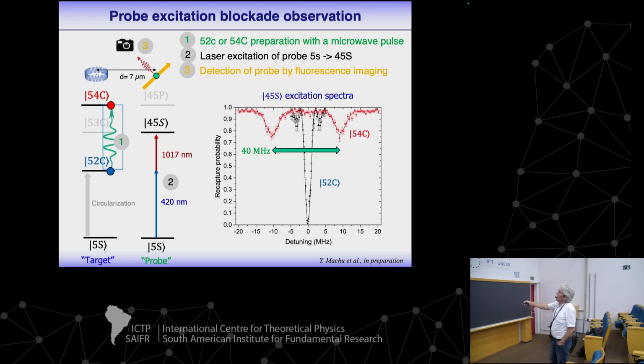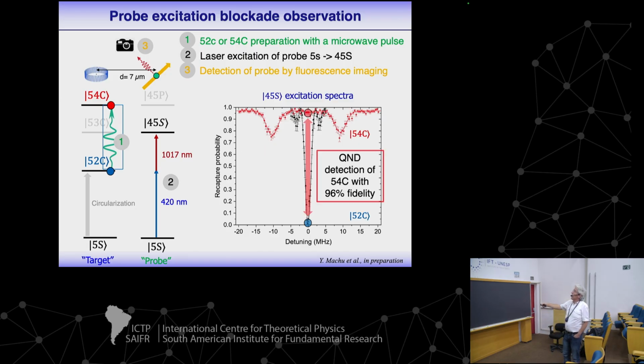Indeed, if you set your probe laser at resonance, the probe excitation is completely inhibited by the presence of this atom. And indeed, you have a very nice contrast between these two measurement posts, which means that you can perform quantum non-demolition measurement of the presence of 54C with a fidelity of about 96%, which we understand when we put in all the imperfections of the experiment, and which has a significant contribution from the finite lifetime of the Rydberg level during the operation of the measurement. Of course, this will be better at low temperature.